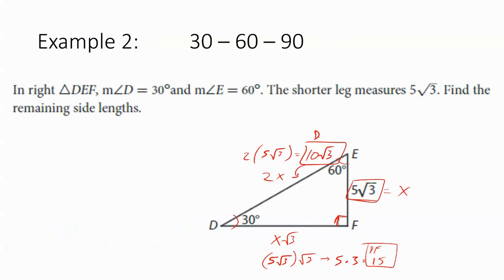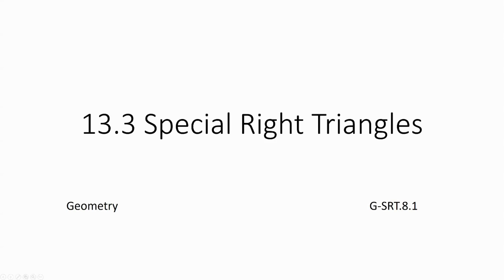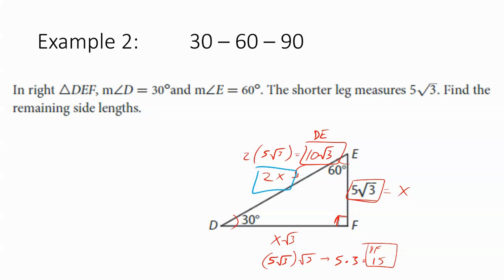And again, I just used my ratios, which I knew the hypotenuse had to be 2 times the length of whatever the small guy was, which they gave us. And then the second to medium is always going to be x times the square root of 3. So again, memorize those.